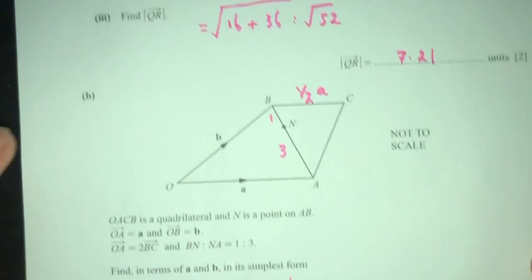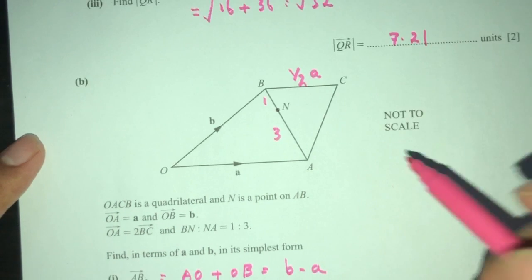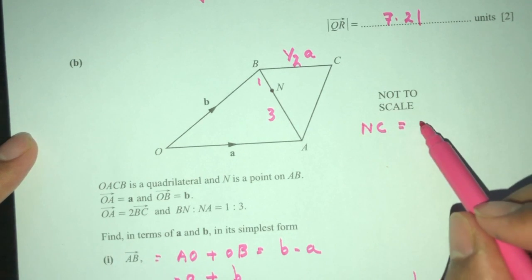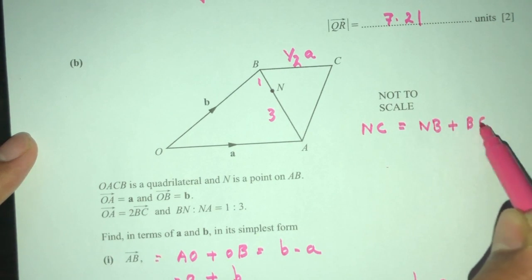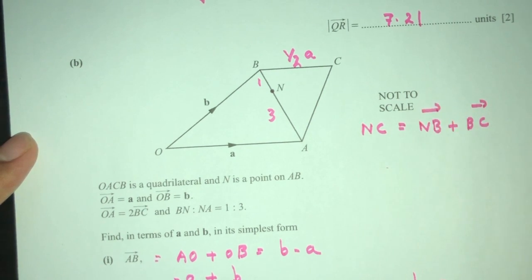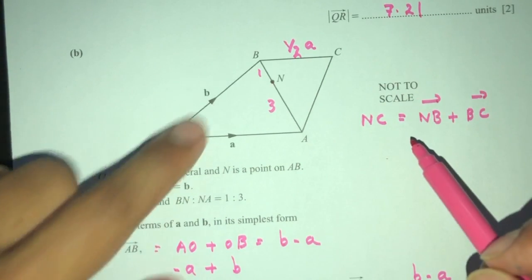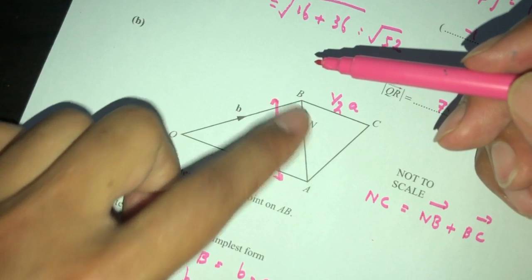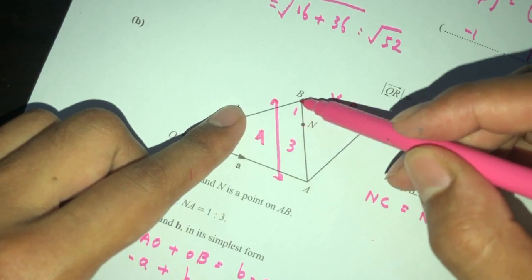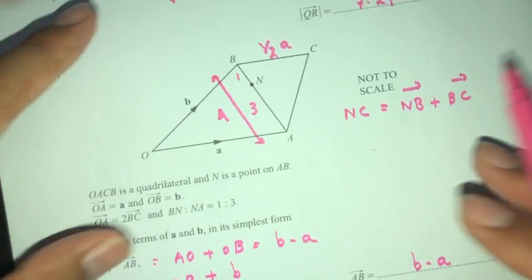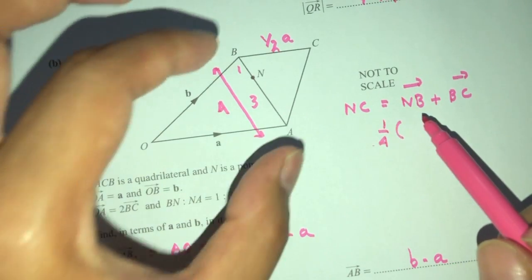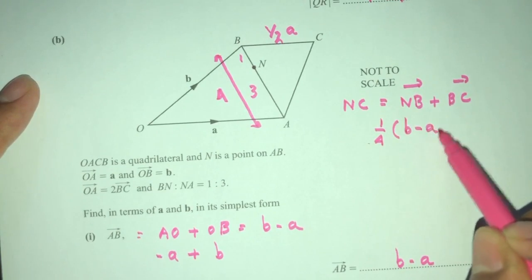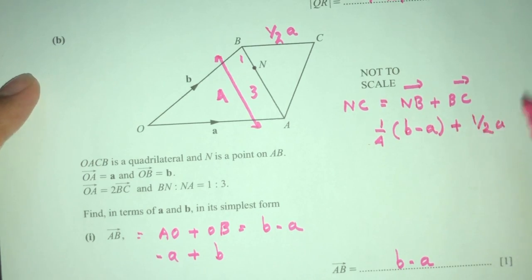Now find NC. NC will be this. Now by observation you can see NC, how can you move from N to C? You would say from N to C you can move from N to B and then from B to C. Now what is NB? This one, right? So NB you can see by ratio, if this is 1, this is 3, the whole thing has to be 4. And BN is basically, the ratio is 1 over 4. So 1 over 4 of the whole thing is this one, which is AB. AB is this one, B minus A. Plus BC, BC is half A as we have seen over here, right?